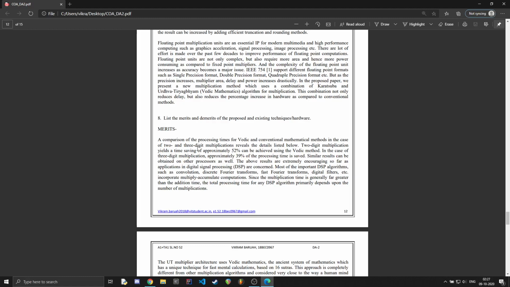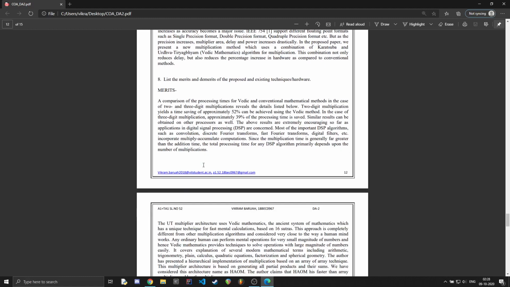In the case of the 3-digit multiplication, approximately 39% of the processing time is saved. Similarly, results can be obtained on other processors as well. So basically, the Vedic multiplier is very fast as compared to the array and Booth multipliers. So this proves to be very beneficial for digital signal processing, and it can be used to perform operations such as convolution, discrete Fourier transform, fast Fourier transform, and to design digital filters as well.